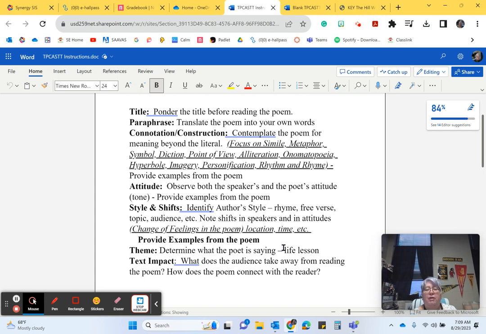The first T is theme. Determine what is the poet saying. What is the life lesson the poet is addressing? What is the universal truth about life? And how do you know? And then the last T is text impact. What does the audience take away from reading the poem? How does the poem connect with the reader?